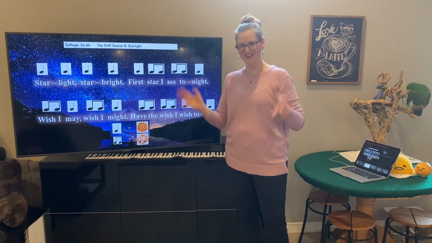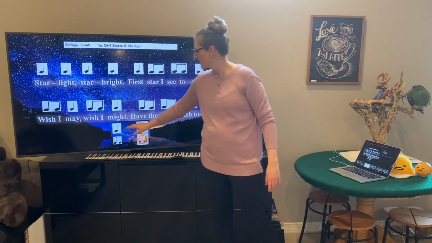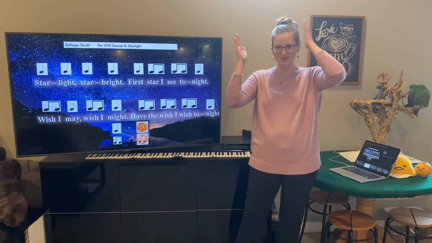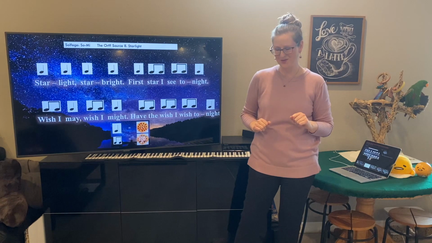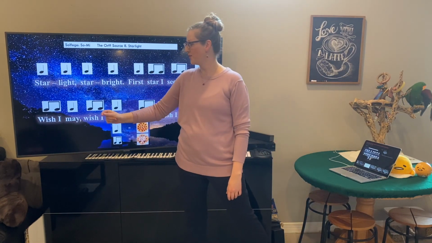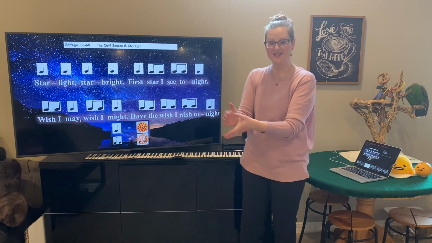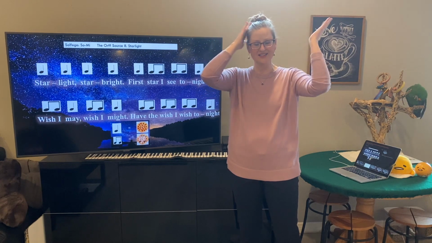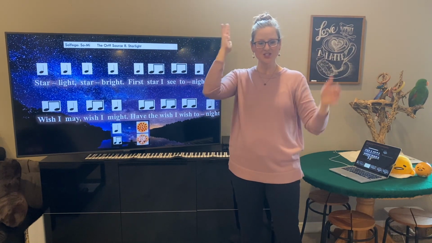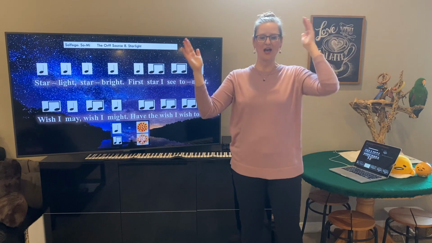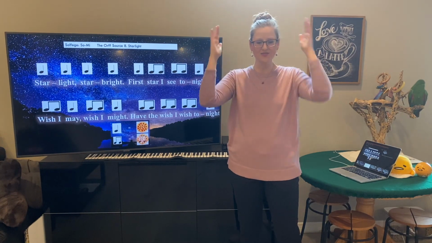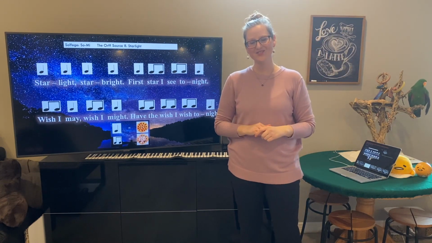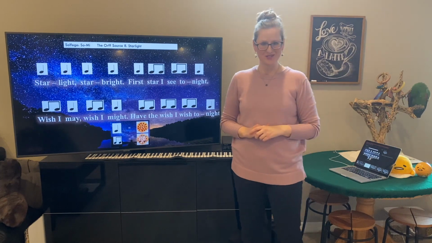Let's try it all together now. Remember, we get one clap for the quarter note, and we get 2 taps for the 2 beamed eighth notes. Ready, go. Starlight, star bright, first star I see tonight. Wish I may, wish I might have the wish I wish tonight. And if you get a little confused, it's okay. Just rewind and try it one more time.